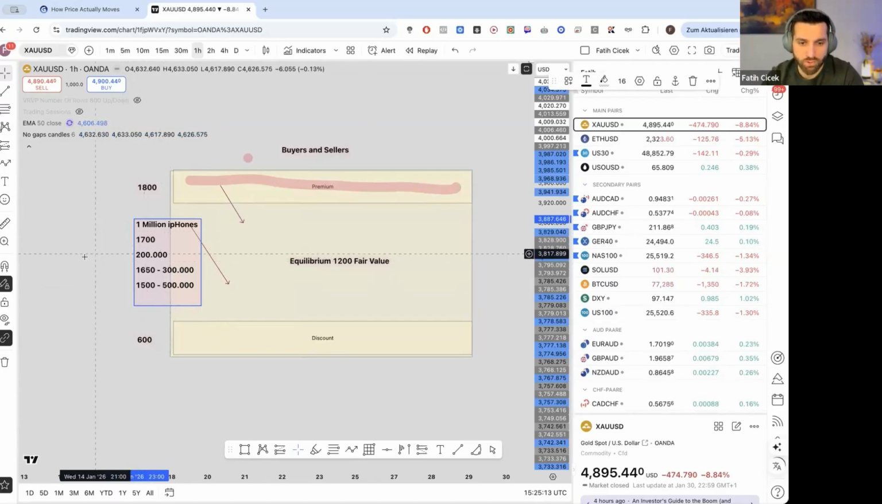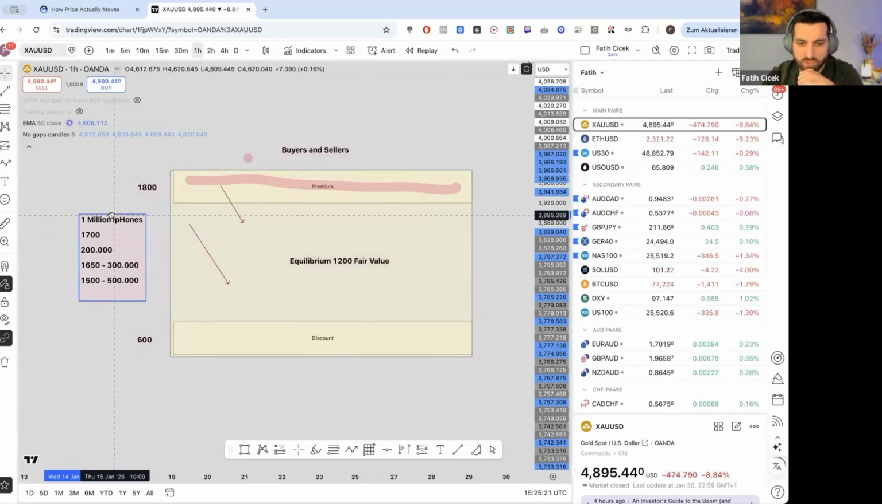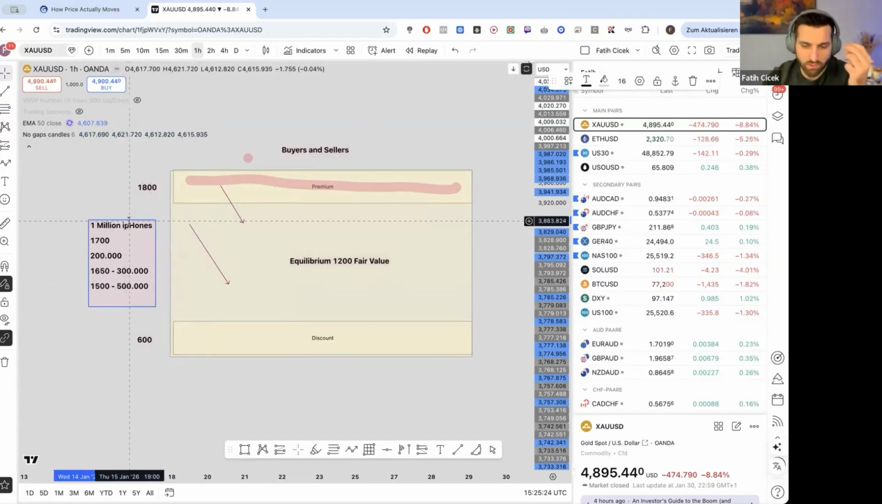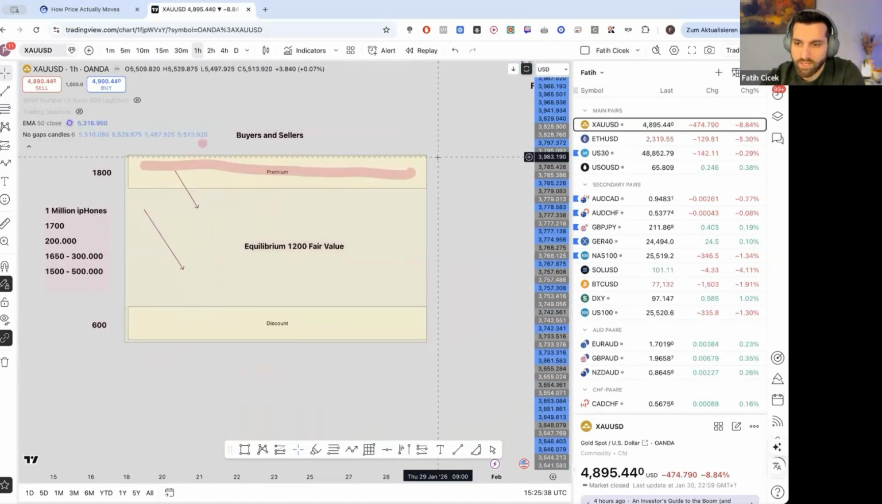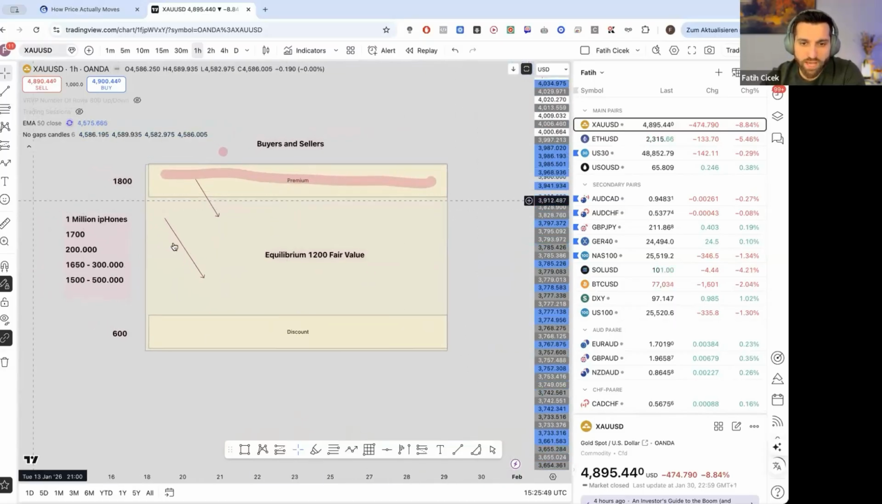Okay? Good. This is exactly, guys, how price moves in the financial markets. The only difference is we don't have a specific product like a car or an iPhone. What we have is a financial instrument. So if we look at the gold chart, for instance, the premium price would be at 3,980, just for argument's sake, and then the discount price would be 3,613. And we're going to have buyers and sellers, which is volume.